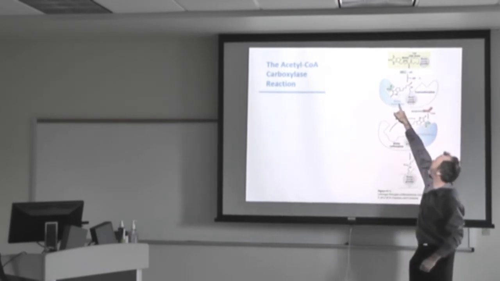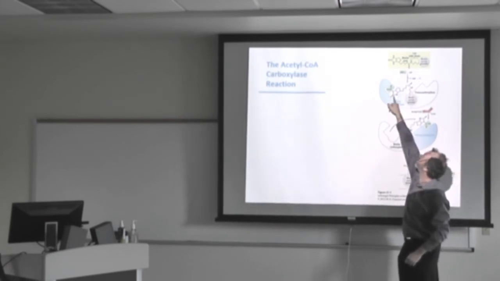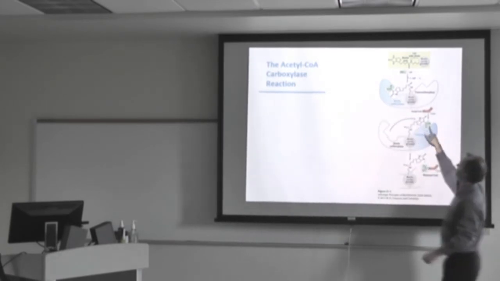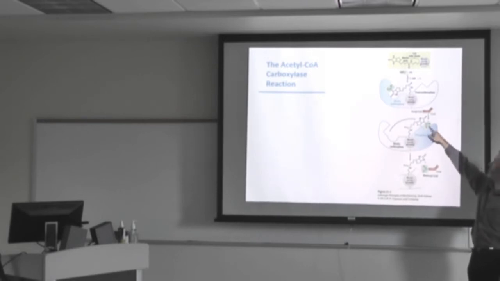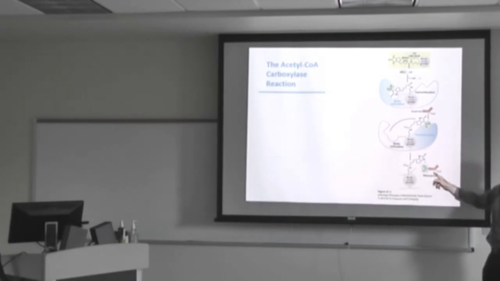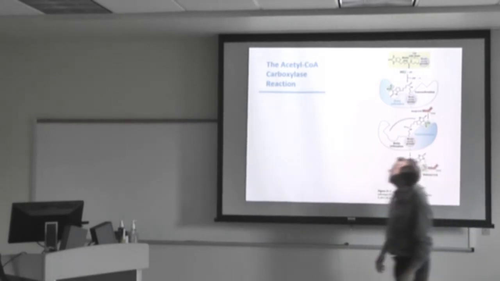So it goes from the biotin carboxylase, picks up the carbon dioxide here, then it'll transfer to the other subunit, the trans-carboxylase, where it adds that carboxyl group to acetyl-CoA, and you get the formation of malonyl-CoA.